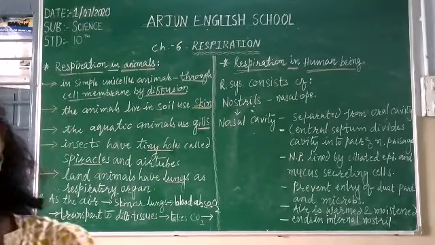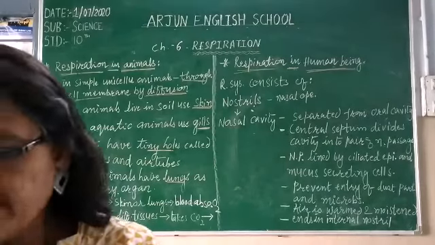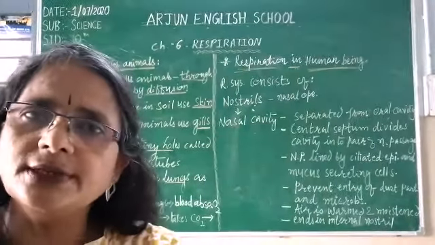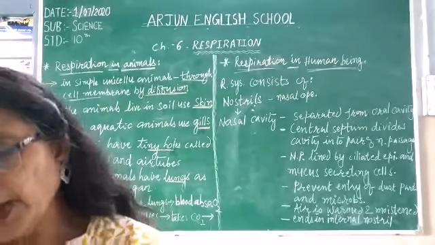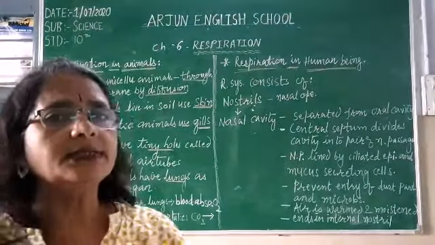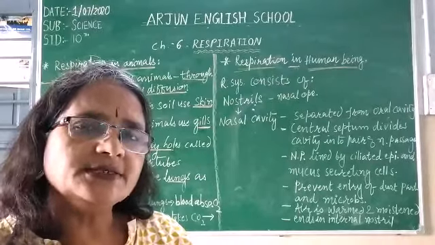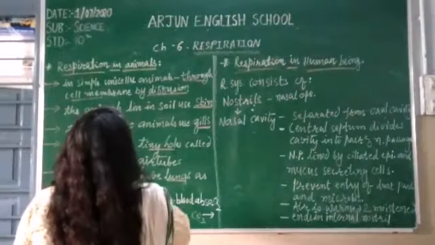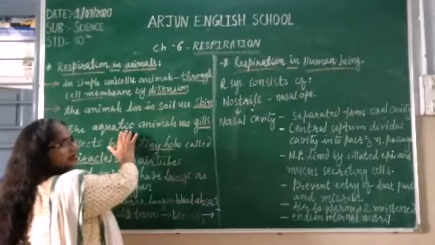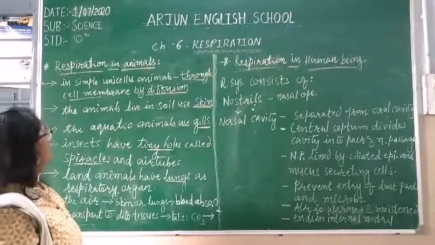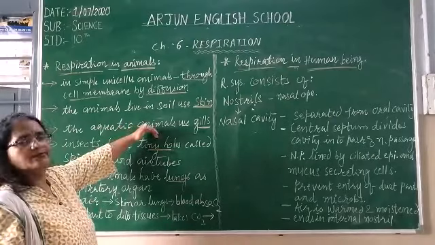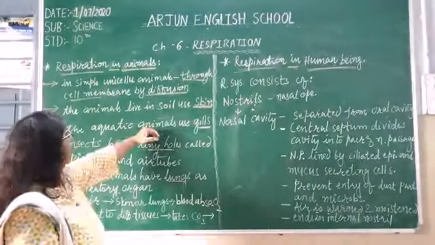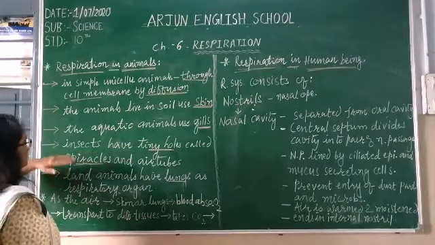Then aquatic animals use oxygen which is dissolved in the water. The proportion of dissolved oxygen is very small, and therefore the rate of respiration in aquatic animals is very high. It is very fast.